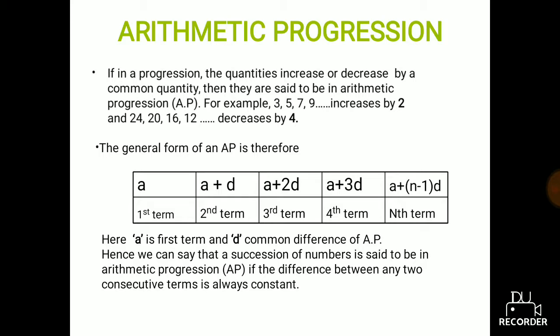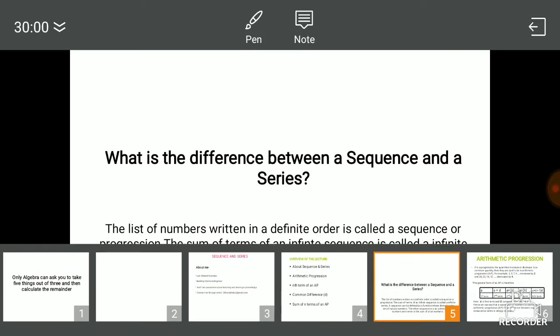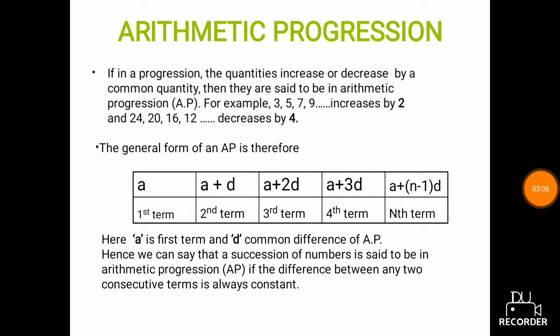So we have a general form of writing an AP, that is a, a plus D. We denote the third term by a plus 2D, the fourth term by a plus 3D, and the nth term by a plus (n minus 1)D. So here a is the first term. It is a general convention or notation that we denote the first term by a. It's up to you; you can denote it by any variable. And D is the common difference of an AP.